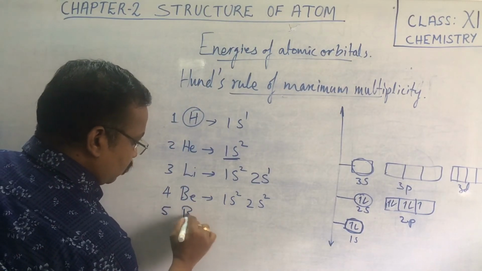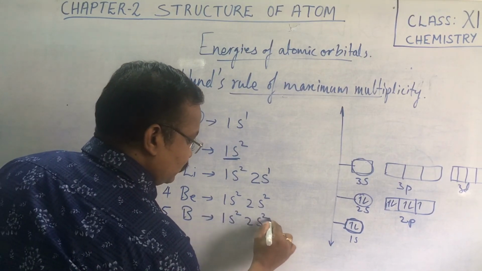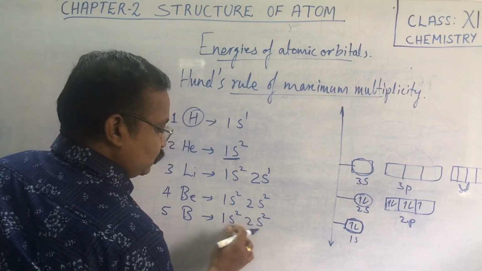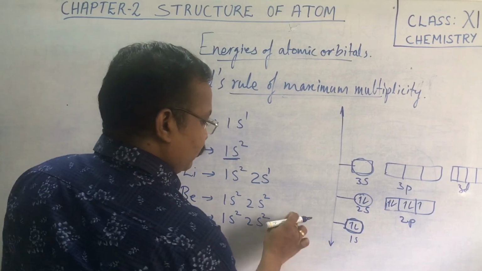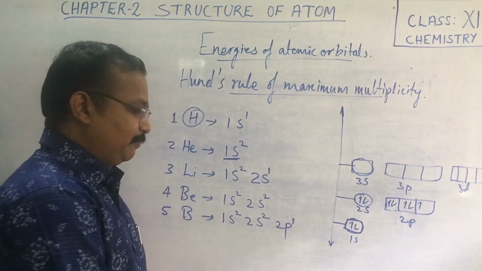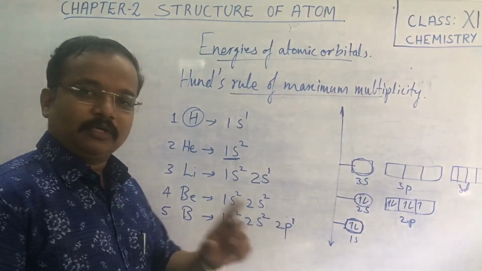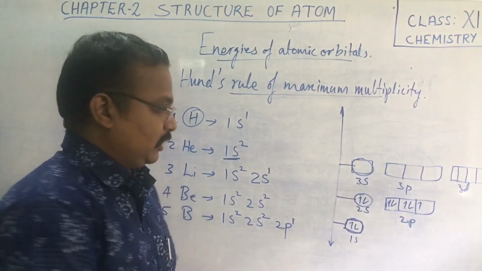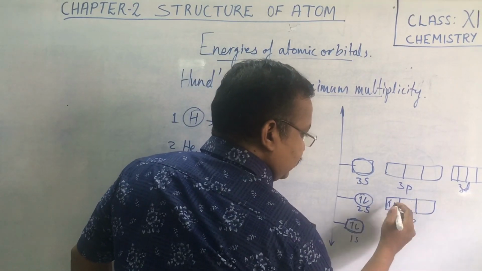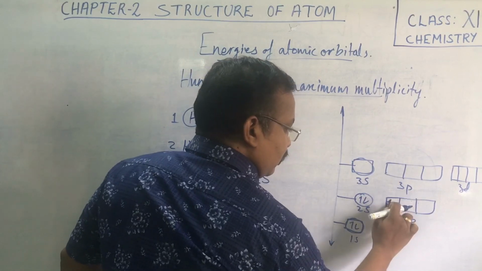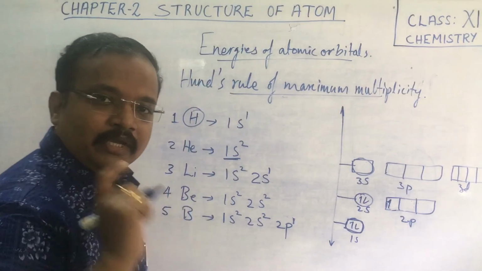We have boron. Boron, you can write as 1s2, 2s2, then 2 and 2 became 4. Now it will go into 2p1. Even though p can accommodate 6 electrons, since we are having only 1 electron left, we will put that 1 electron in the p shell. This p will be having only 1 electron in it, not 2.